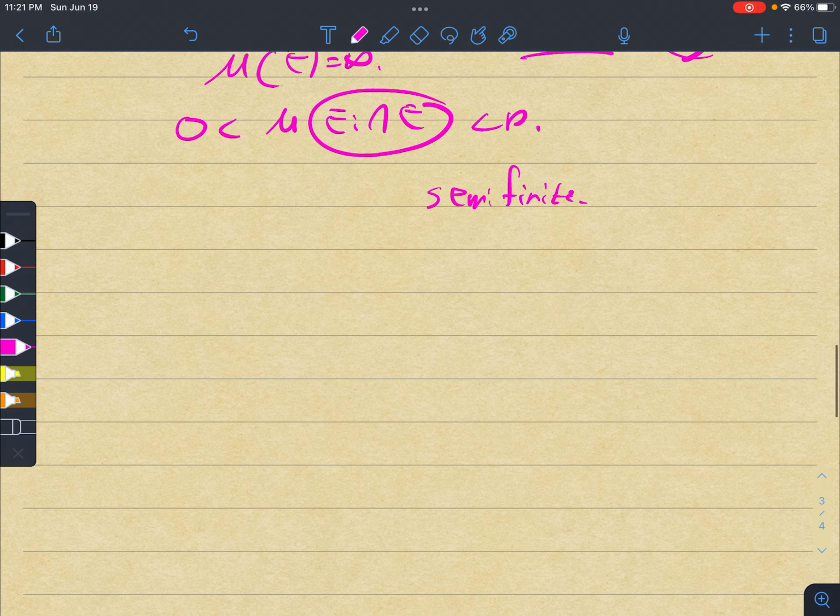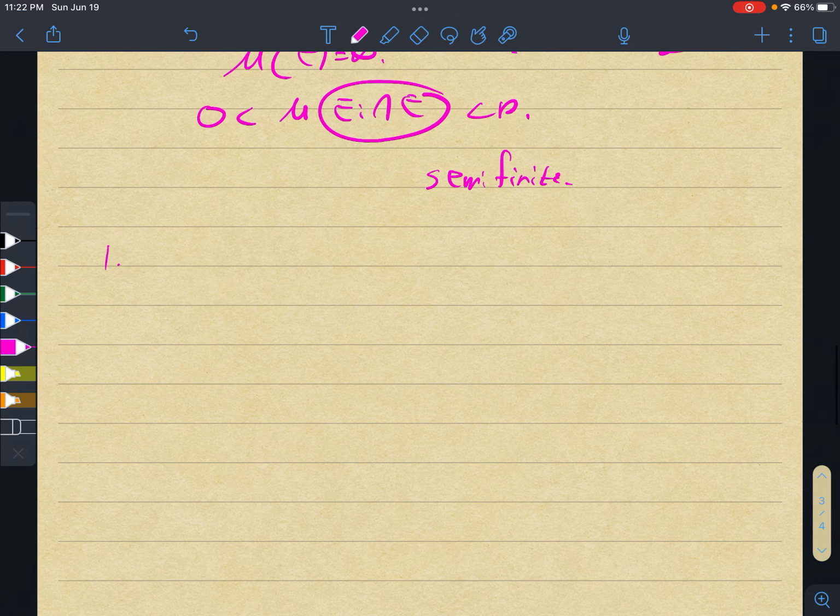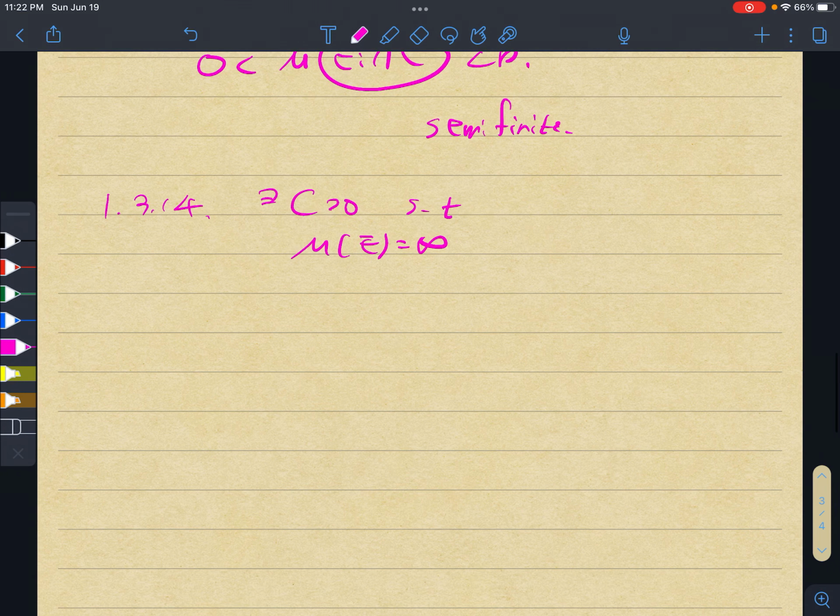Finally, we solve for 1.3.14. So we prove it by contradiction. So there exists some positive value C such that mu E is infinite, and there's some F which is a subset of E such that 0 is less than mu F, and this is actually smaller or equal to C.